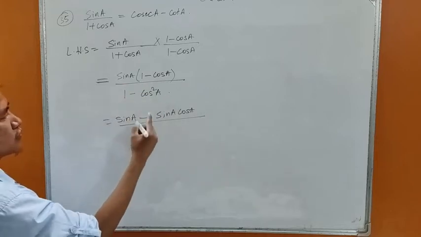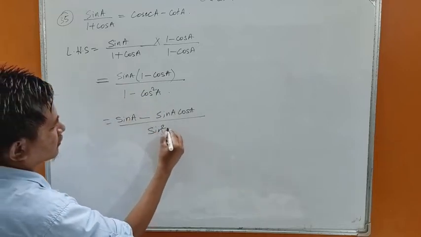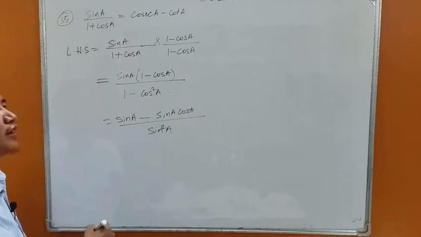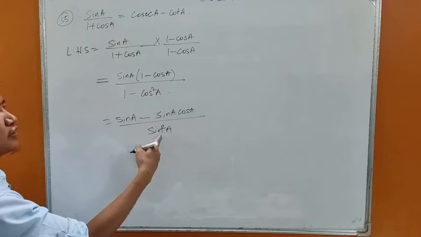So 1 minus cos square A is actually sin square A, because sin square A plus cos square A gives us 1. So 1 minus cos square A means sin square A.